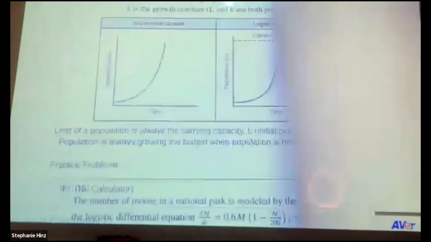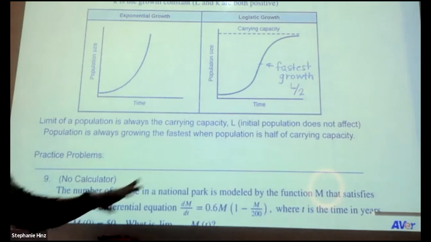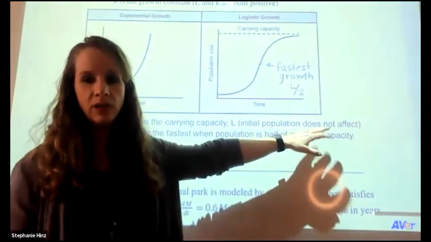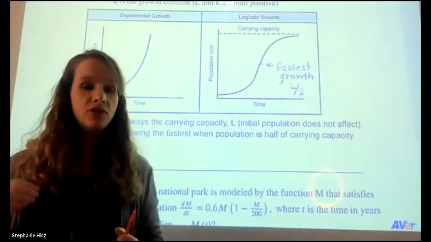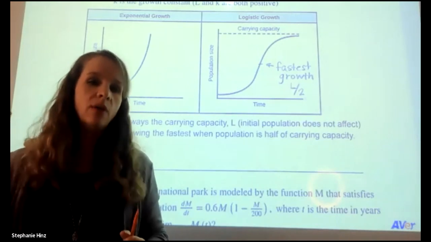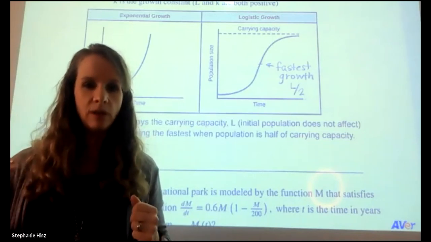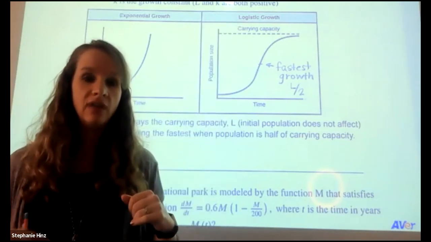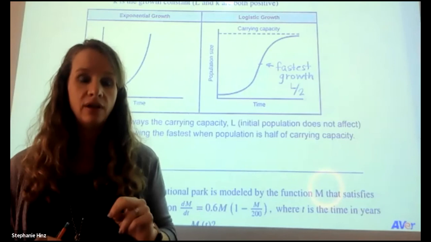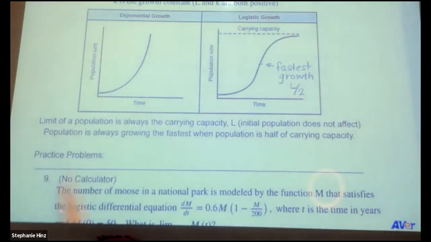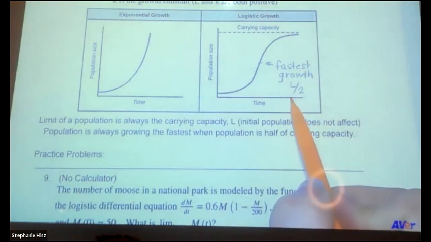So a couple of statements below this. It says the limit of a population is always the carrying capacity L. This is also important. The initial population is not going to affect your carrying capacity. Your environment can handle a certain amount. If you start at 20 and you are approaching your limiting capacity, if your carrying capacity is 200, it's still 200. If you start at 20 as your population, it's still going to level off at 200. If you start out at 2 as your population, it's still going to level off at 200. In a logistic model, population is always growing the fastest when the population is half of the carrying capacity. That was what I just said right there.